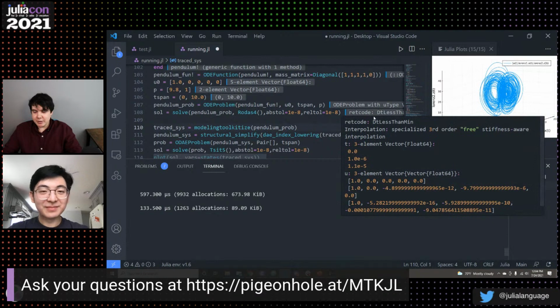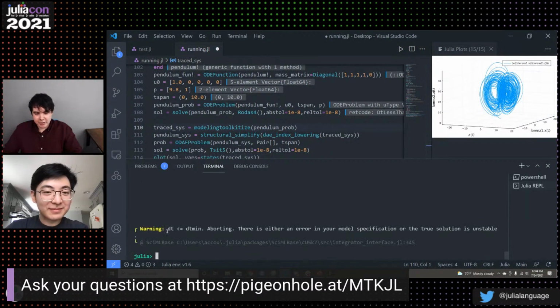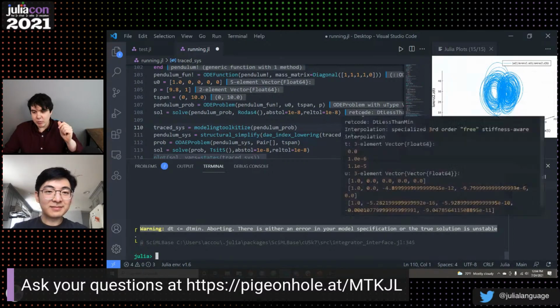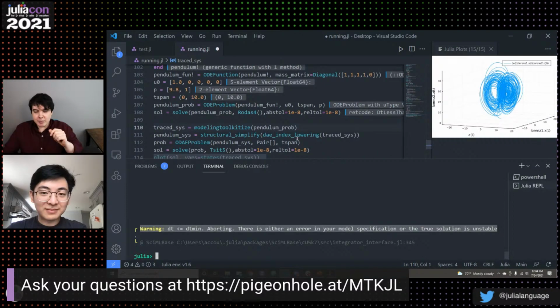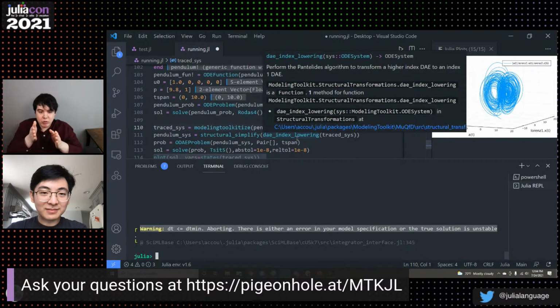Yeah, so it spits out this return code, which says dt less than min, and it shows this warning here, which says dt is less than dt min. If you see this in DifferentialEquations.jl, there are many reasons why dt can go less than dt min, but what it basically means is that your equations are probably exploding. The adaptivity is trying to take dt smaller and smaller to be able to get less and less error.